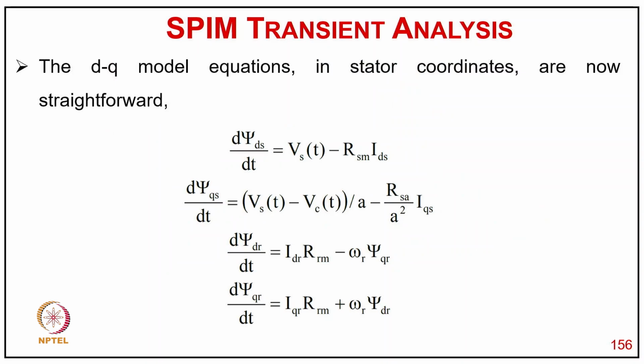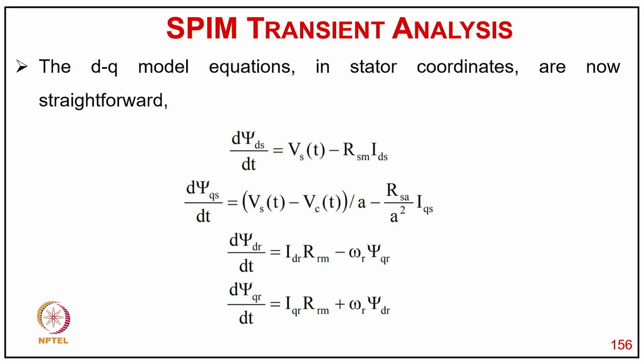And then you can go to the DQ model in stator coordinates: d phi ds upon dt equal to Vs minus RSM IDS, and d phi qs upon dt equal to VS minus VC upon A, into RS minus RS A square IQS, and d phi dr upon dt equal to IDR RRM minus omega R phi QR, and d phi QR upon dt equal to IQR RRM plus omega R phi dr, with these two terms of speed voltage.